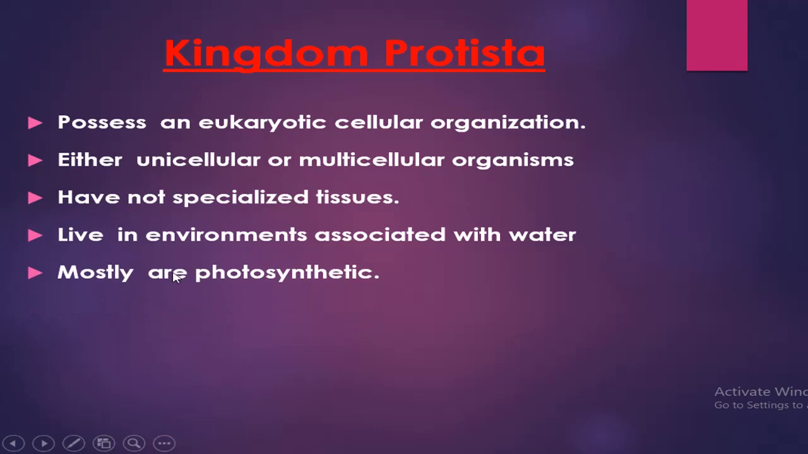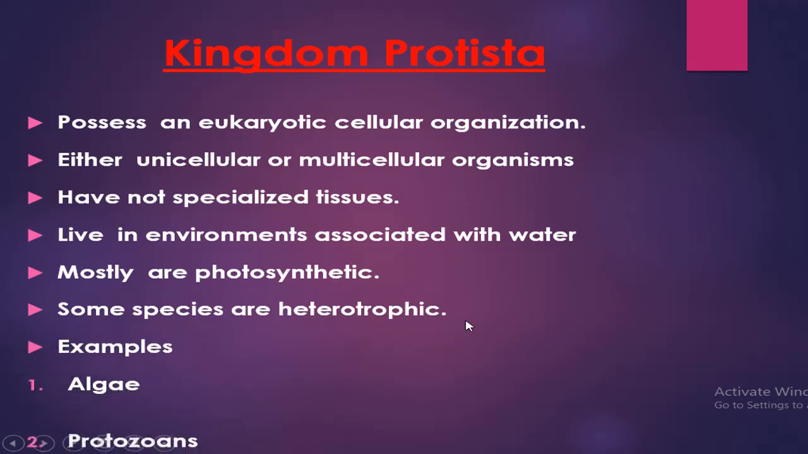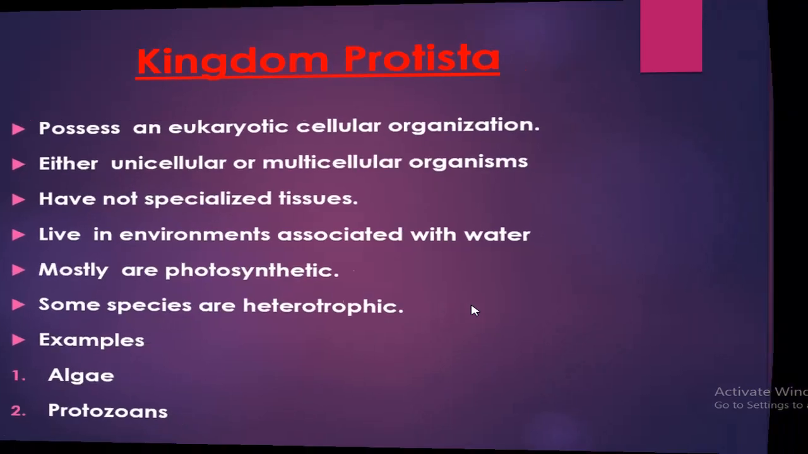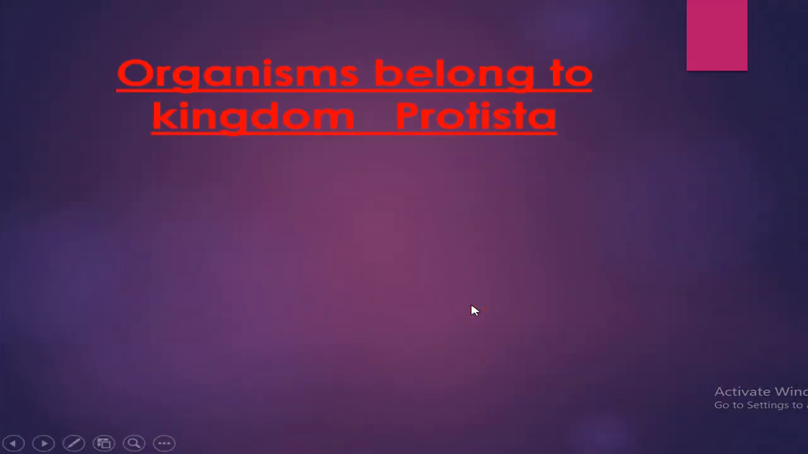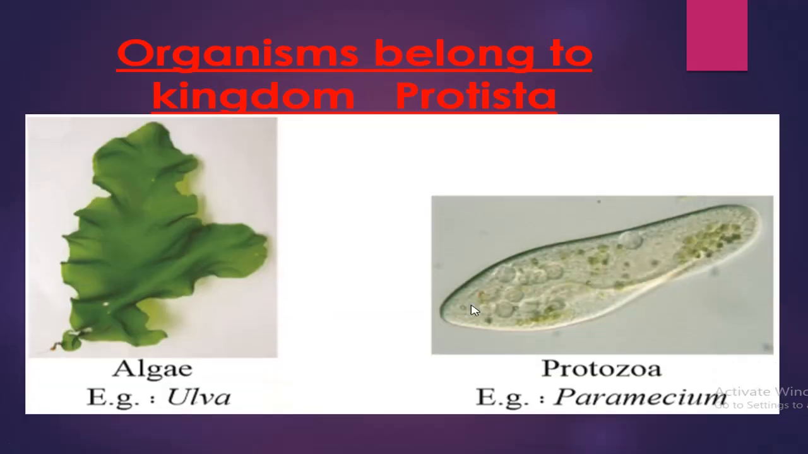Next, mostly they are photosynthetic. Photosynthetic means they have the ability to produce their own food. Next, some species are heterotrophic. It means both photosynthetic and heterotrophic organisms are found. Next, examples are algae and protozoans. Algae and protozoans belong to kingdom Protista. Then we will learn about organisms belonging to kingdom Protista.